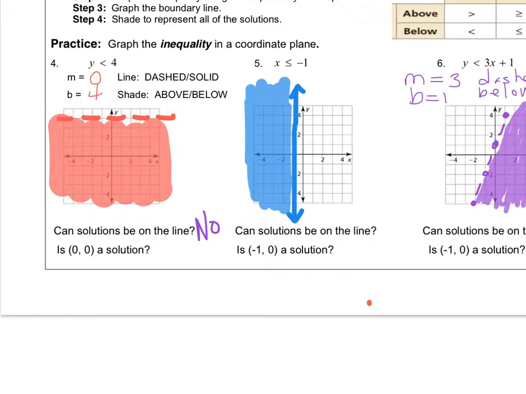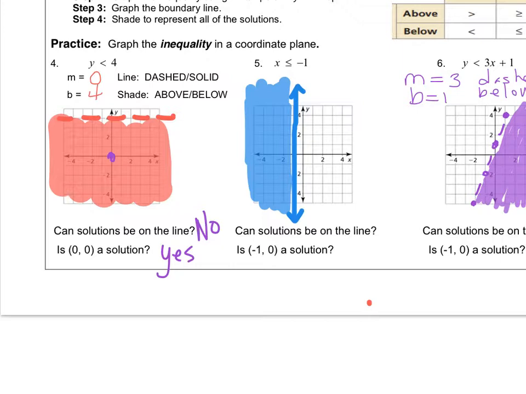Then it asks, is 0, 0 a solution? So I'm going to go ahead and put a point on 0, 0. To be a solution, it has to be in my shaded area, because everything in that shaded area is going to make my inequality true. So 0, 0 is in the shaded area. So yes, it's a solution.